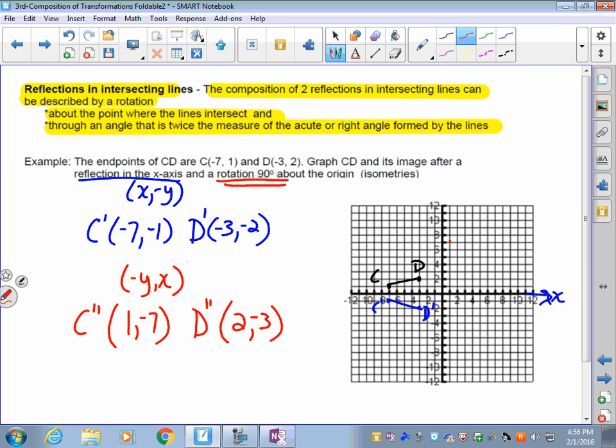And let's get that graphed. This was C double prime, excuse me, and then 2, negative 3. I graphed that wrong again. 1, negative 7.